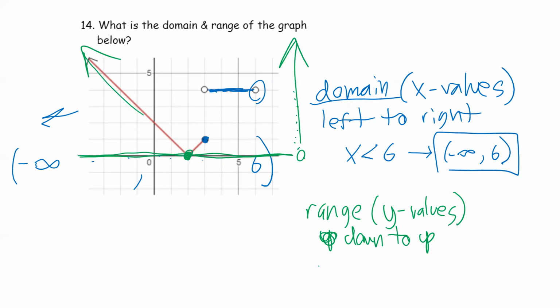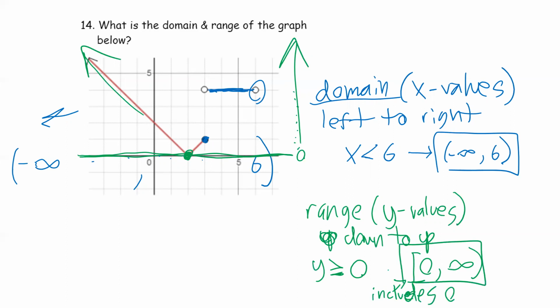So it's never going to stop going up. So y is greater than or equal to 0, which means it's going to go from 0 to infinity. Infinity gets the parentheses, but 0 is going to get a bracket because of that equal sign. So it includes 0, so it's going to have a bracket 0 and to infinity. And that's your range, domain and range.